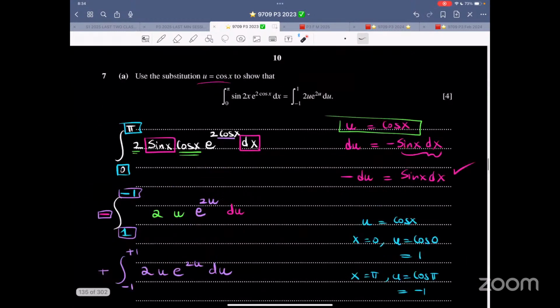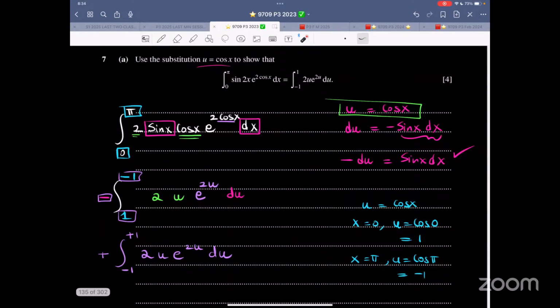Now let me show you the substitution part. So now over here, u is cosine x, du is minus sine x dx. So therefore, sine 2x is 2 sine x cos x. And negative du is sine x dx. So let me highlight this. So white color, negative du is sine x dx. So sine x dx becomes negative u du. That is the first thing.